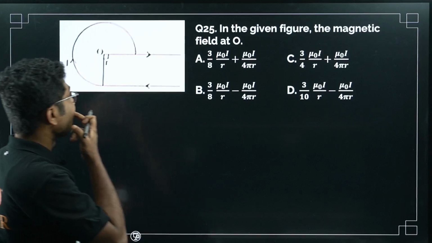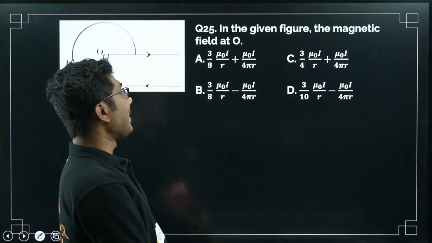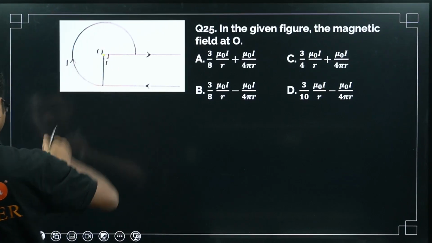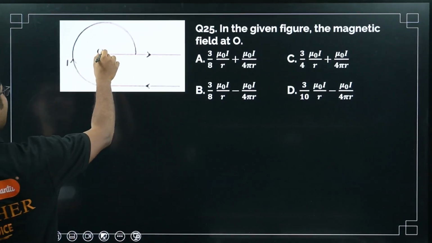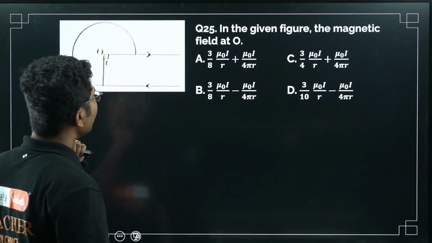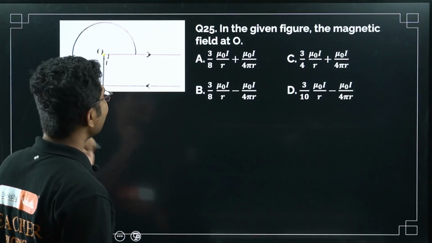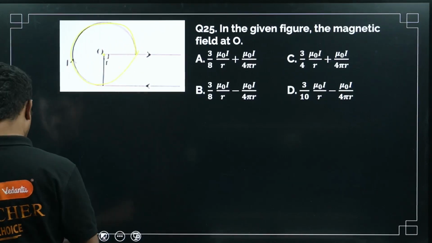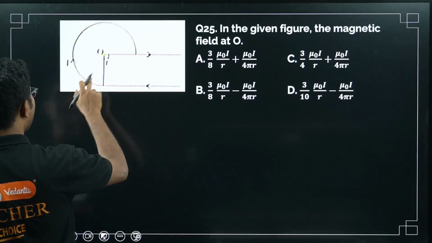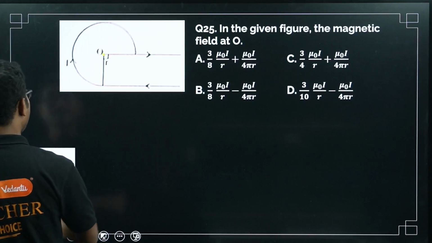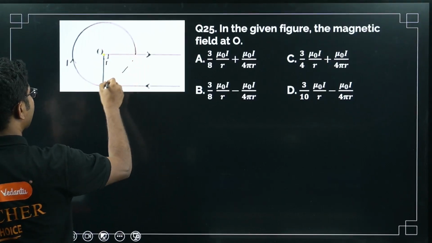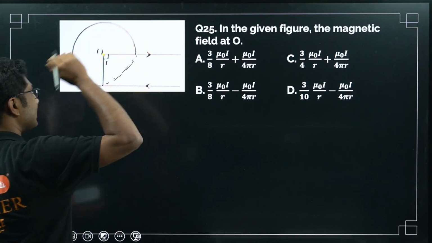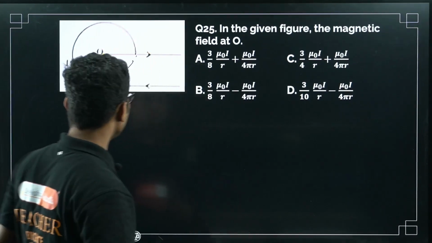Now next question. In the given figure, the magnetic field at O is. So what is the magnetic field at this point? Very interesting question. First of all, what we will do, we will find the magnetic field due to this circular loop if it was complete. This is a little difficult question, but this question came in your previous year KCET exam, so you cannot ignore it, even though this is slightly JEE level question, but not super difficult.